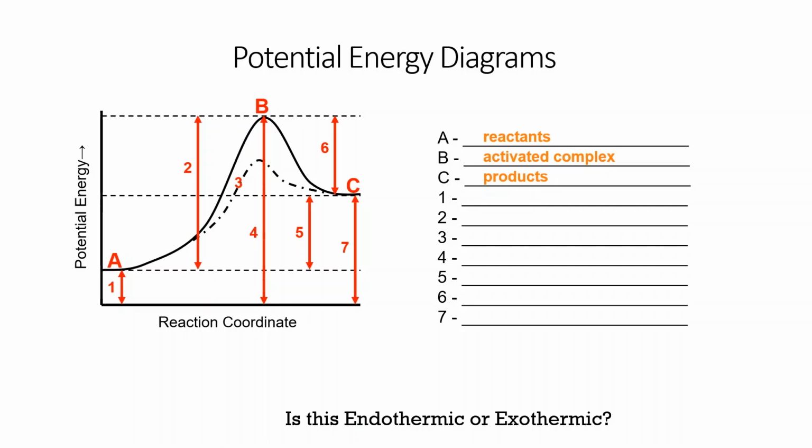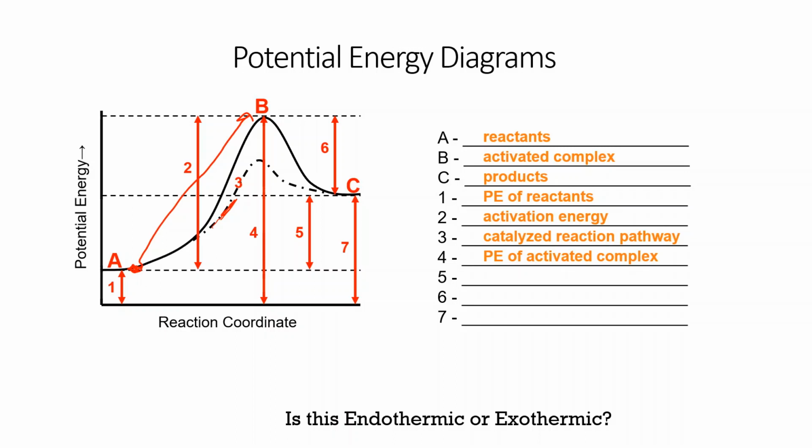So 1, what is 1? 1 is going to be the potential energy of the reactants. 2, that's going to be our activation energy. It's the energy required to get from right here all the way up to the top of the hill. 3, this is our catalyzed reaction pathway, usually shown by a different color or a dotted line. We can see right here where it starts to break off from the original pathway. That's our catalyzed reaction pathway. 4, this is the potential energy of the activated complex.